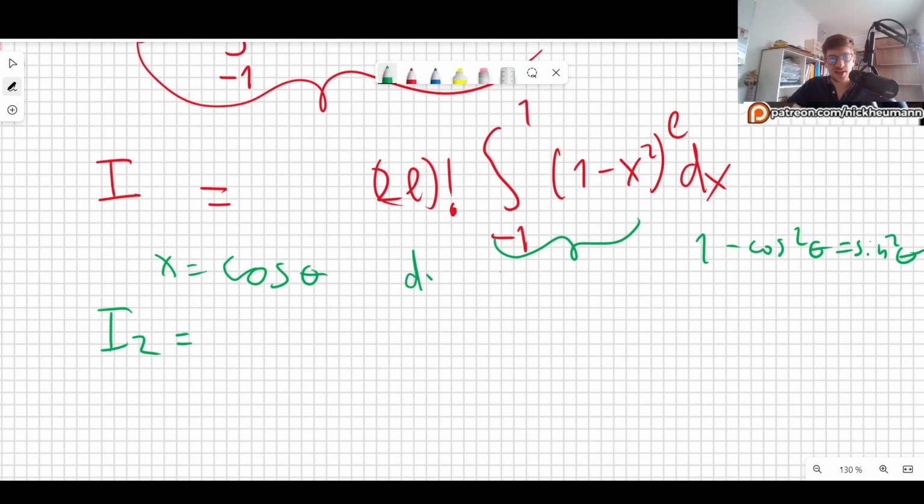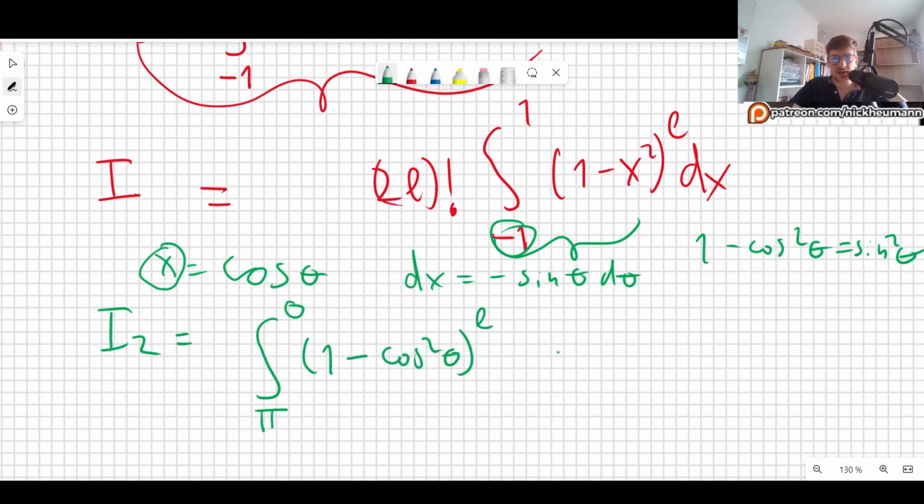That means, of course, that dx will be minus sine theta d theta. By doing this, we get an integral, and what are the limits? If x is minus 1, cosine theta has to be pi. If x is 1, theta has to be 0. There we go. And then we have 1 minus cosine squared of theta to the L times minus sine theta d theta.